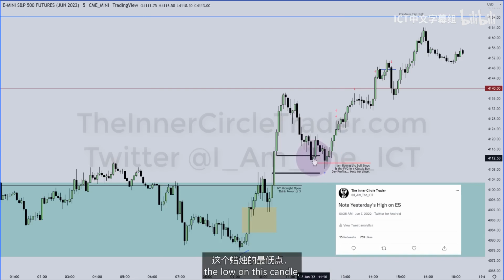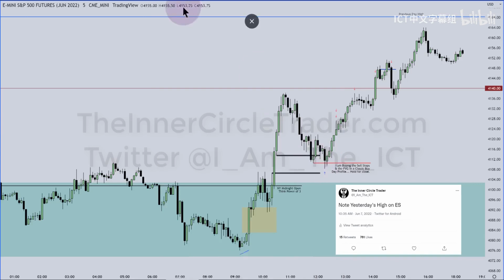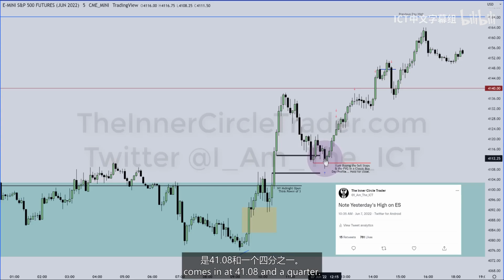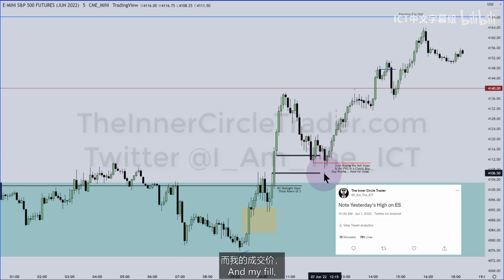And on this candle here, the low on this candle, look at this figure right here, okay? That low is 41.11 even. And the low on this candle comes in at 41.08 and a quarter. And my fill, 41.10 and a quarter below that low. Whoops, I'm sorry, I'm doing the wrong one. The low is 41.10 and a half.